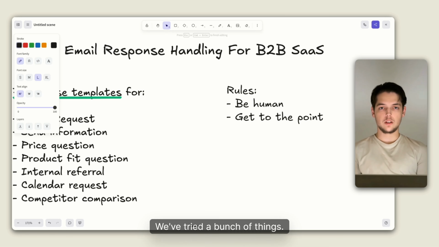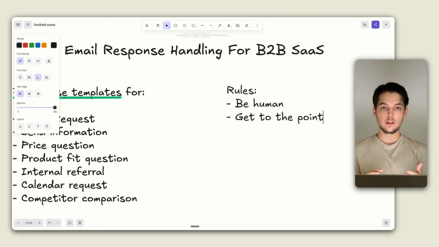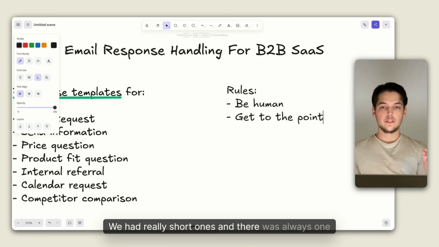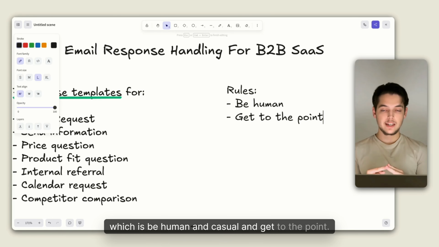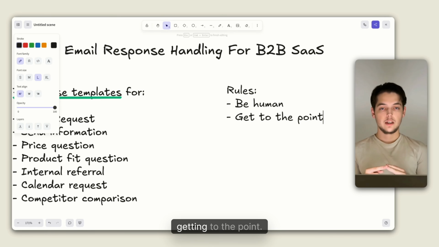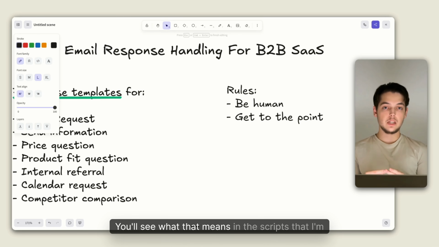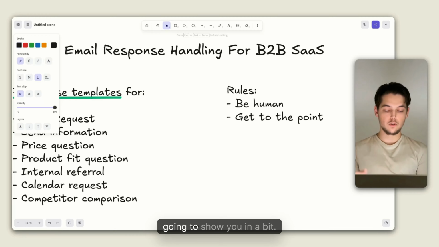We've tried a bunch of things. We had big messages that explained everything. We had really short ones. And there was always one pattern that won, which is be human and casual and get to the point. All right? Getting to the point, you'll see what that means in the scripts that I'm going to show you in a bit.